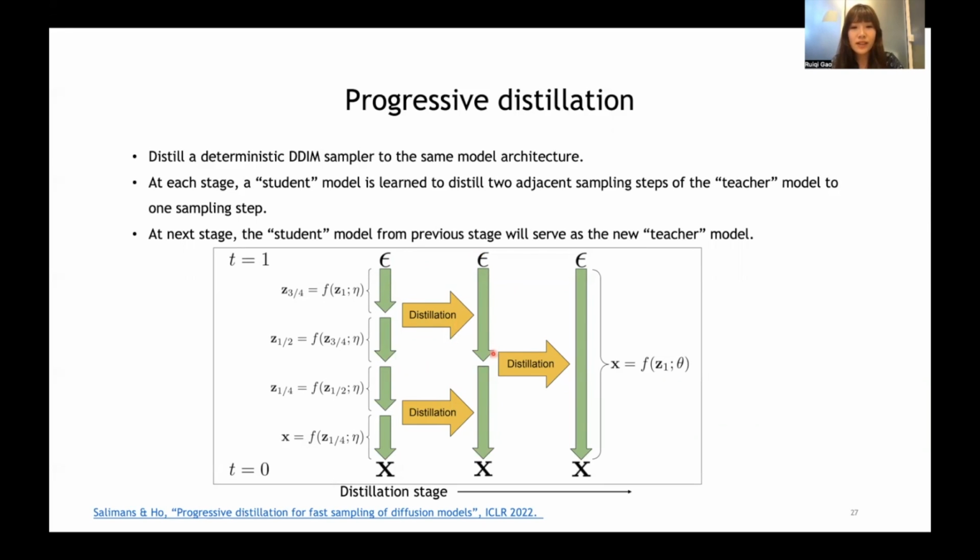And after learning this student model, at the next distillation stage, the student model at the previous stage will serve as the teacher model at this new stage. And then we learn another student model at the new stage. And we repeat this process until we can distill the original 1,000 sampling steps to a single sampling step.